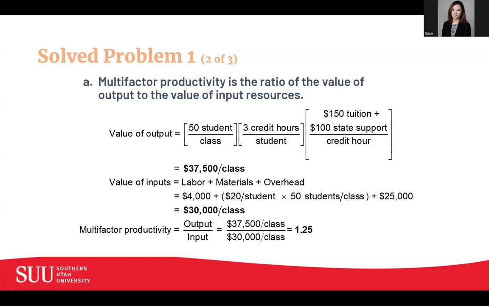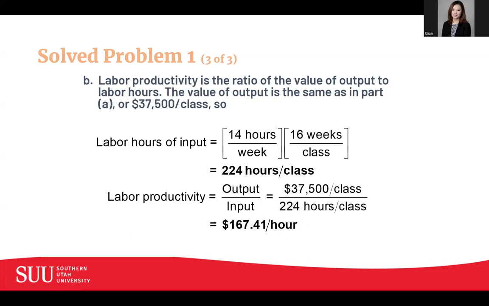We still need to compare this number with others, with the productivity ratio for this course in the past or in the benchmarking. And the second one asks you to only focus on labor. So this is what we call partial productivity. Then you just use the output over the total labor hours, which is 224. So you get the answer here. So this is how we calculate the productivity ratio.